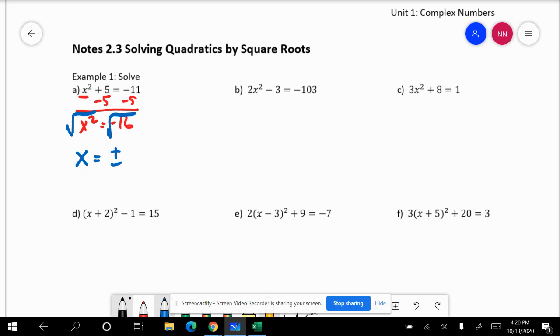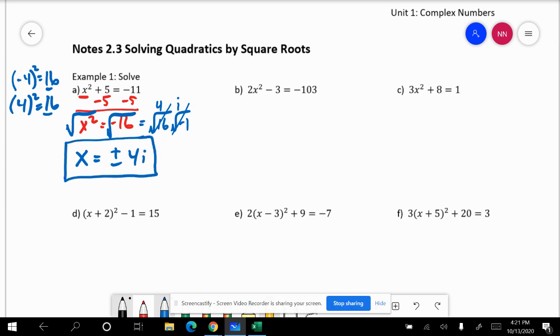The reason why is because when we square something, we're not sure if it's negative 4 squared giving us the 16, or if it's 4 squared giving us the 16, because both of them equal 16. So we're not sure if it's the positive root or the negative root, so we have to put both of them. That's why there's a plus or a minus. Now, negative 16 is 16 and negative 1. We know the square root of 16 is 4, and we know the square root of negative 1 is i. So our answer is plus or minus 4i.